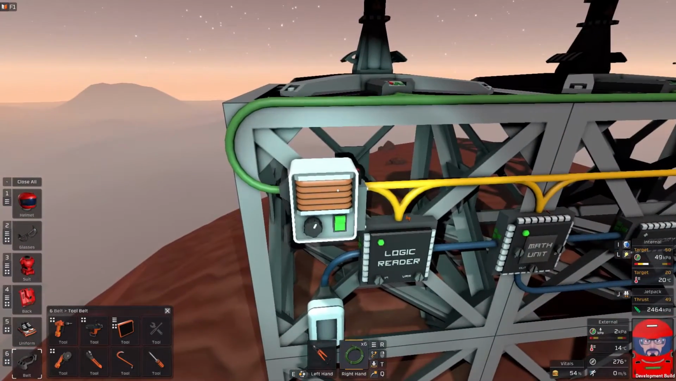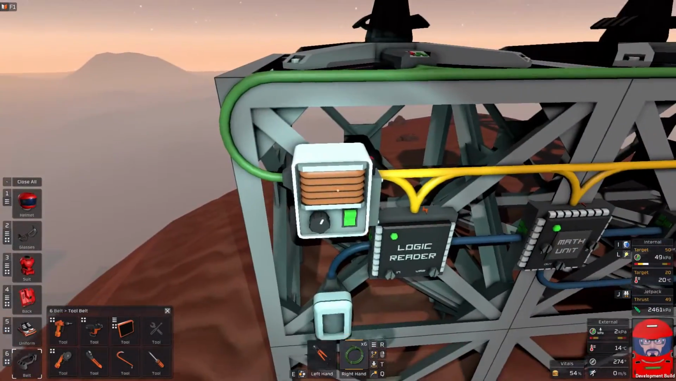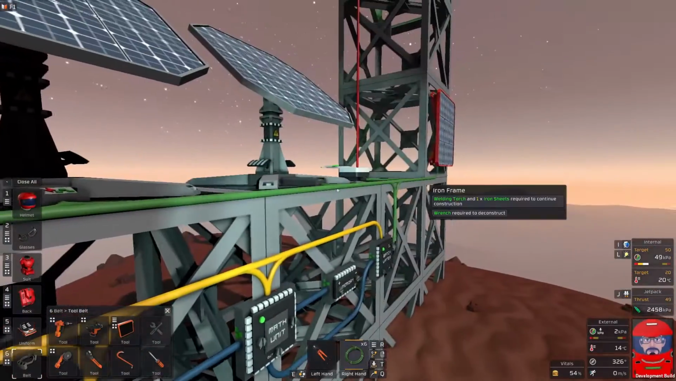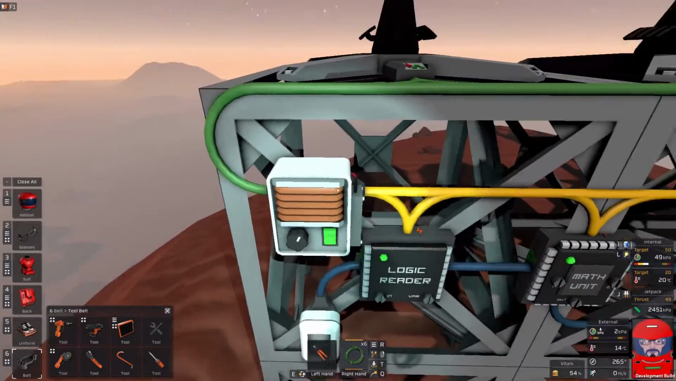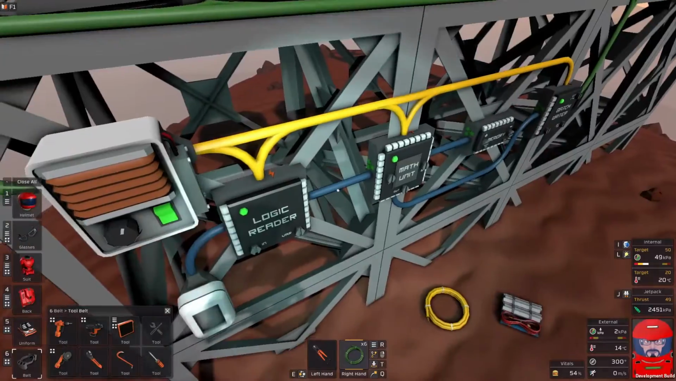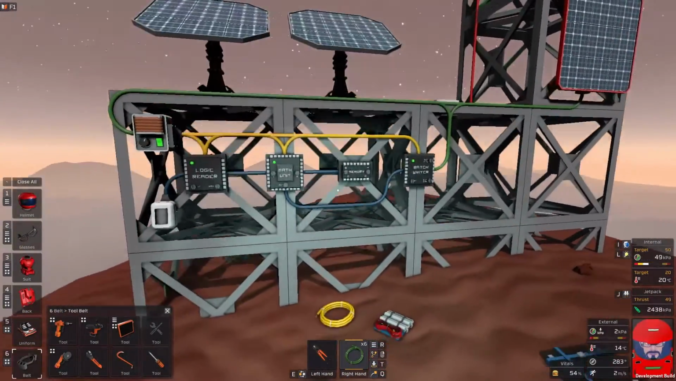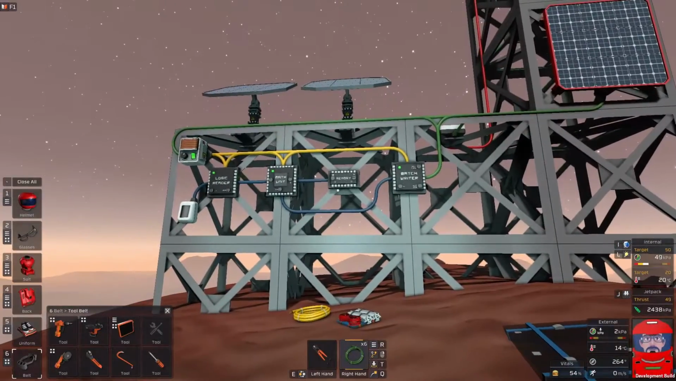Now we've got to use a transformer here, because this will force the power to power these circuits before it starts to charge the battery. Without this, the battery will consume the power and this circuit will not switch on. So that's it. Our basic solar tracking, done.